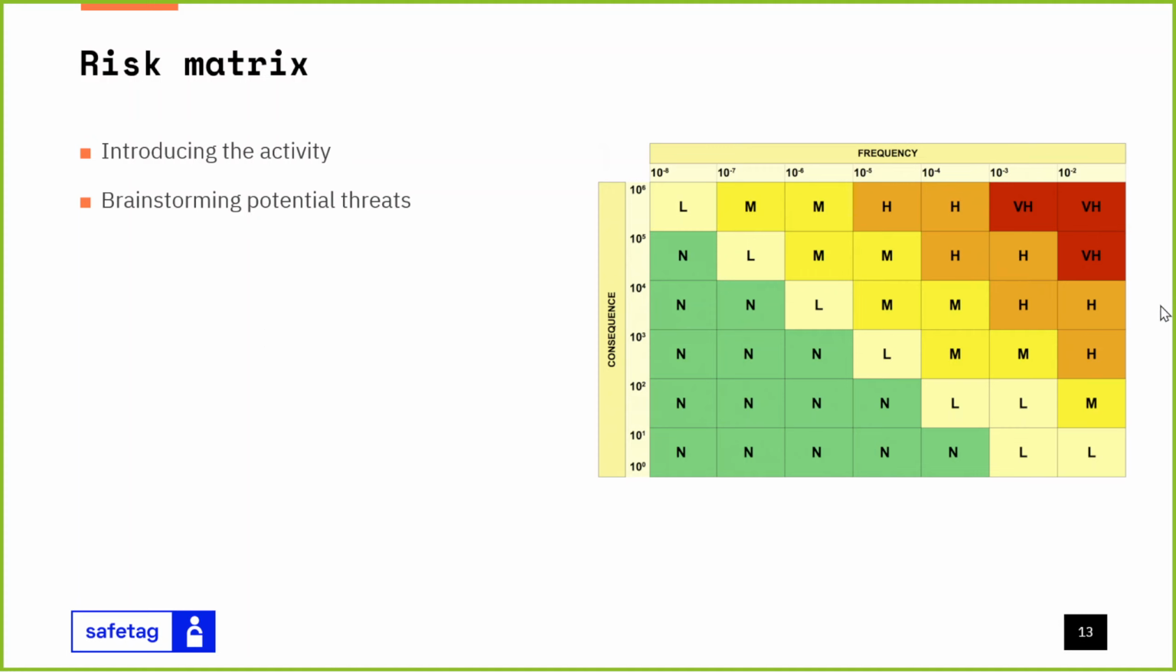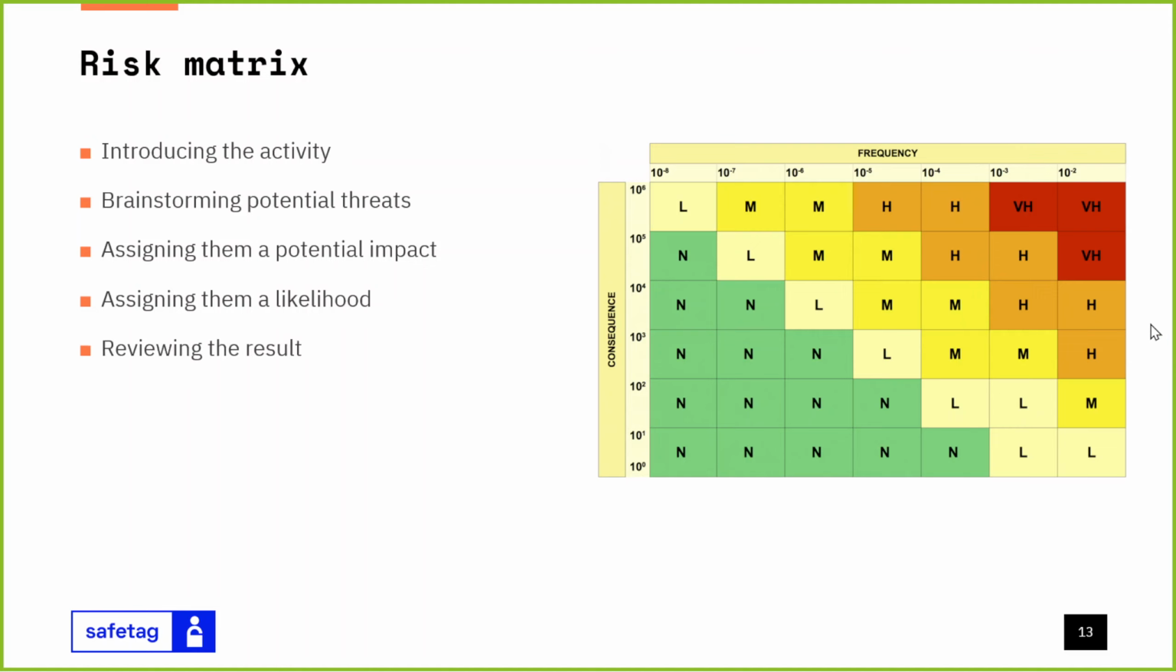Then you go to a phase of brainstorming potential threats, and then for each one of those threats, you will try to assign a level of impact, and after you assign a level of impact, then you go and assign them a likelihood, like how probable is that these threats one by one will happen. And then you review the result.